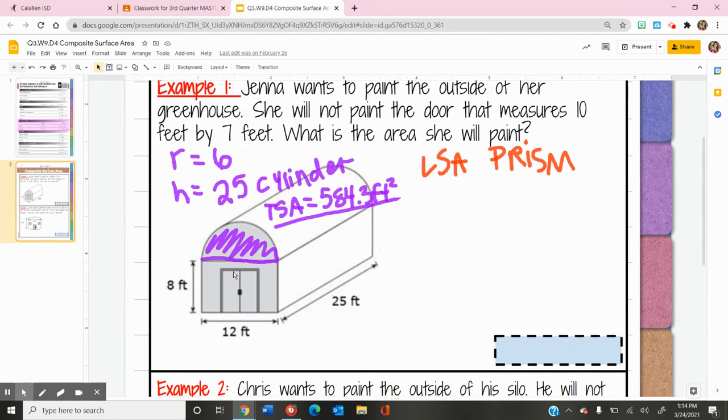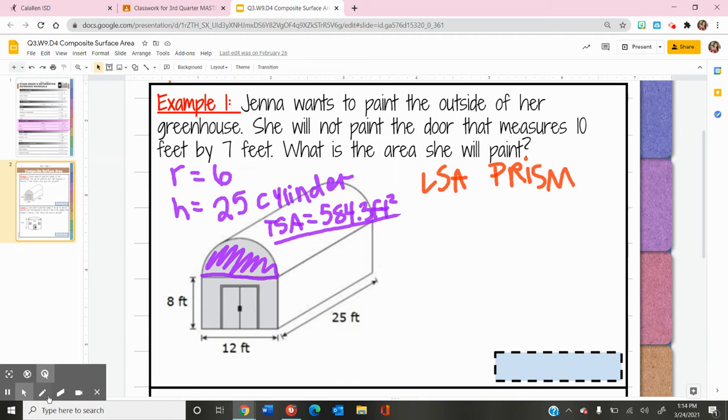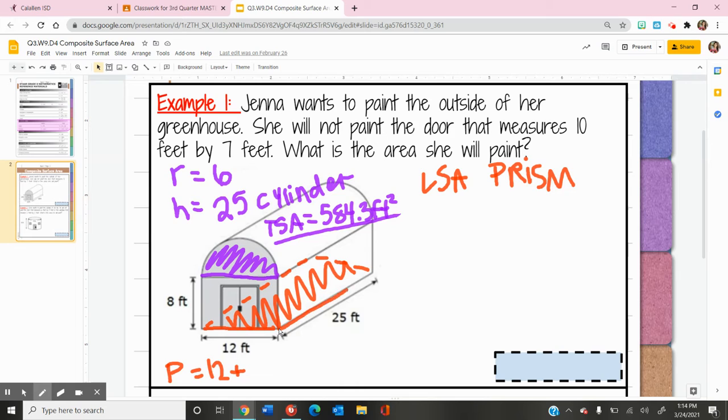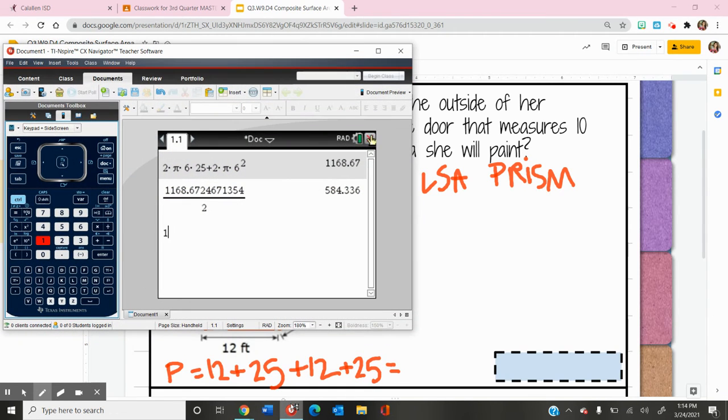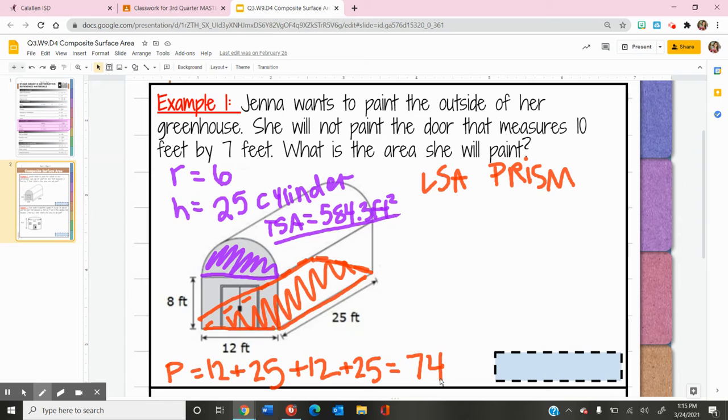So going back to page 2, I need to determine my base. Now, on a rectangular prism, the bottom is your base. So this is what my base would look like. So I need to find the perimeter going around this rectangle. So to do that, I want to add all sides going around it. So this is 12 plus 25. And then if this side is 12, this side is also 12. And then if this side is 25, this side is also 25. So adding that up in my calculator, 12 plus 25 plus 12 plus 25 equals 74. So the perimeter of my base is 74.